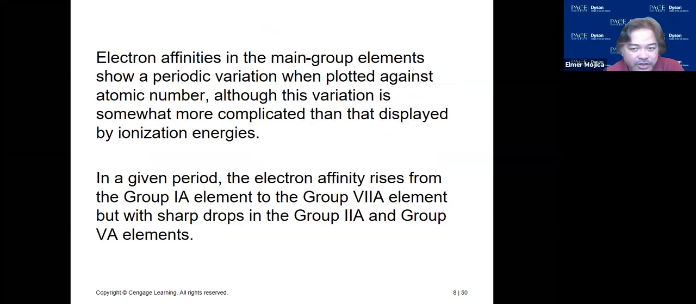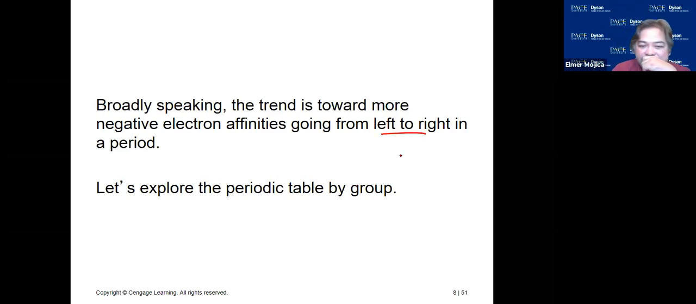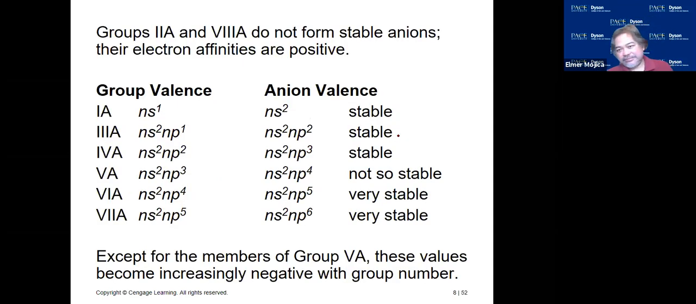Okay, so if you're going to look at electron affinity, the way I try to ask my students to approach this one is just to look at the trend. Although there are a lot of anomalies here, you still see the general trend. The trend is toward more negative electron affinities going from left to right in a given period. These are the things that make it a little bit complicated.